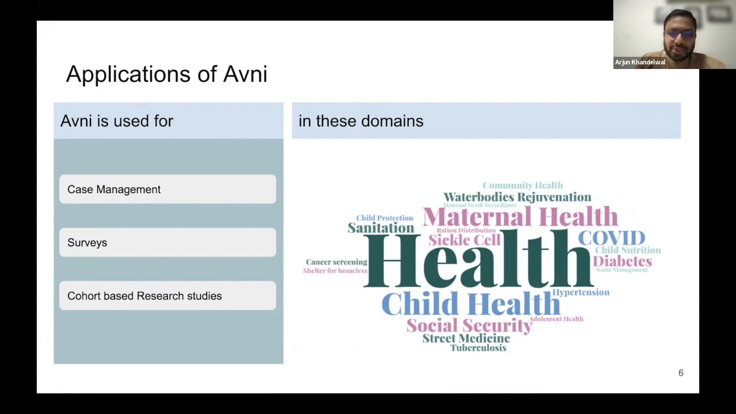So far, Avni has been used in a variety of domains. Health has been one of the major domains, where roughly 70% of the projects have been done. Then there are projects in social security, sanitation, rejuvenating water bodies. And these projects have been using Avni for multiple years, year on year. And in some of the projects, in fact, they are scaling from using it at one state level to multi-state to a national scale.